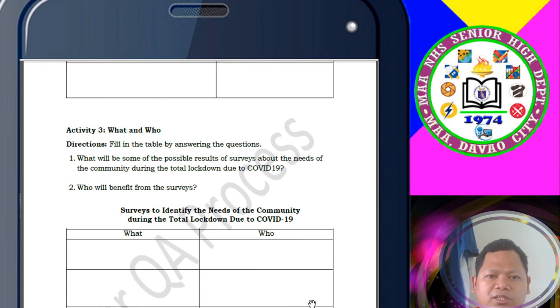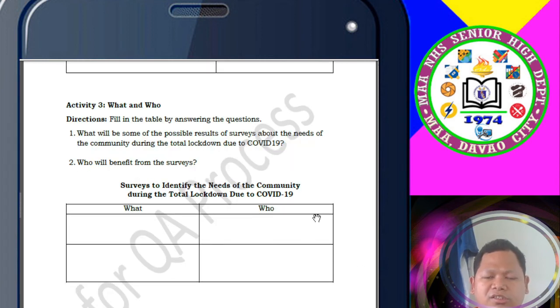And activity 3, fill in the table by answering the questions. What will be some of the possible results of surveys about the needs of the community during the total lockdown due to COVID-19? Then number 2, who will benefit from the surveys? Again, this is a table, fill this up.